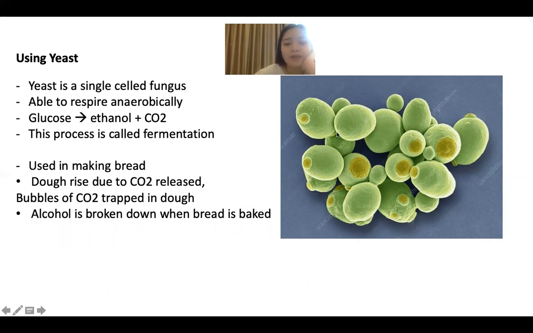Depending on what you want to use the yeast for. If you want to use yeast to make bread, then the CO2 part is very important. So when you put the yeast inside the dough, and the yeast releases carbon dioxide, it is trapped inside the dough, isn't it?